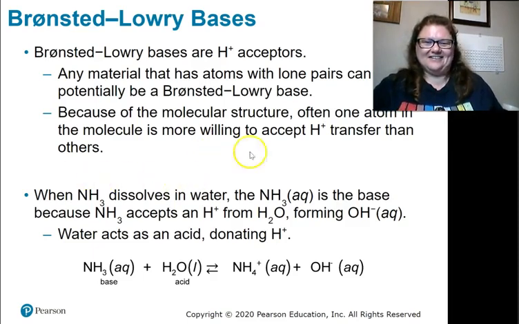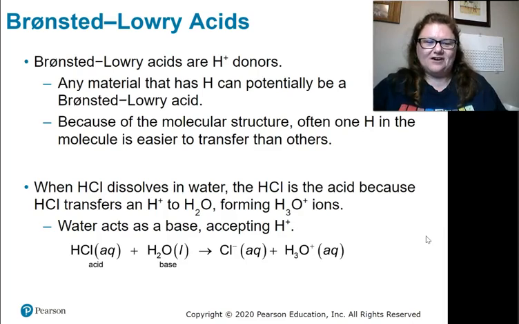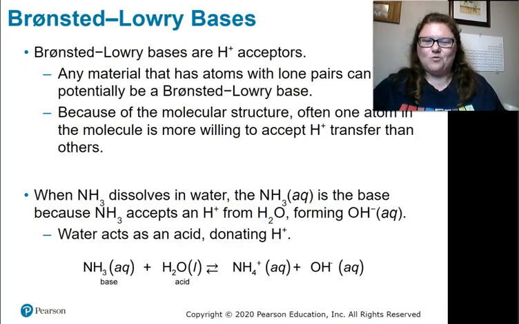So you're not imagining things. We go back. Yep, there's water at the bottom and it says base. And here's water at the bottom on this slide and it says acid. So water is unique in that it can behave as an acid or a base. So more on that in a minute.